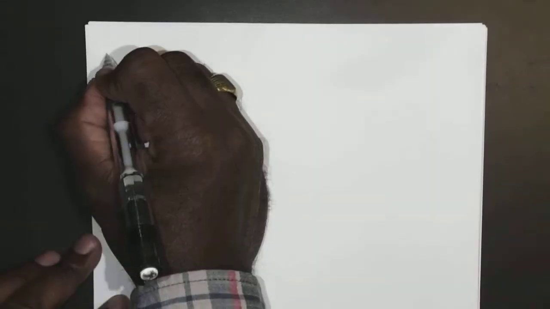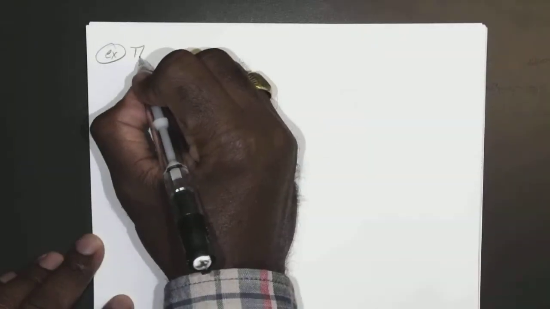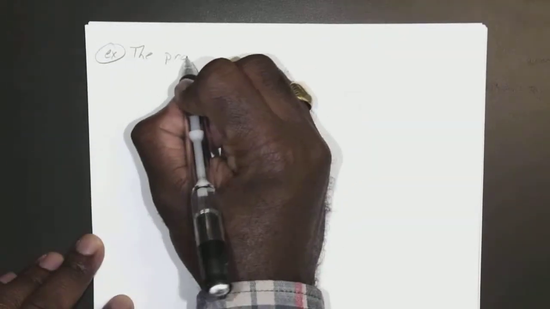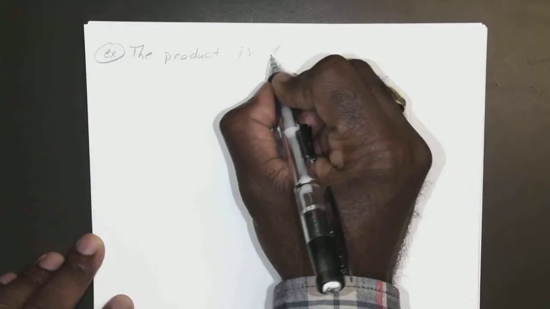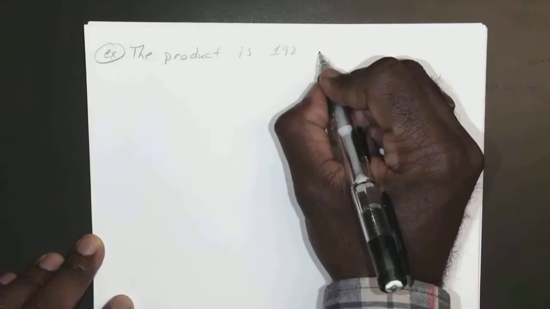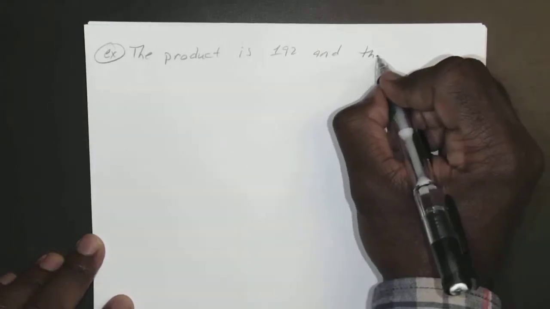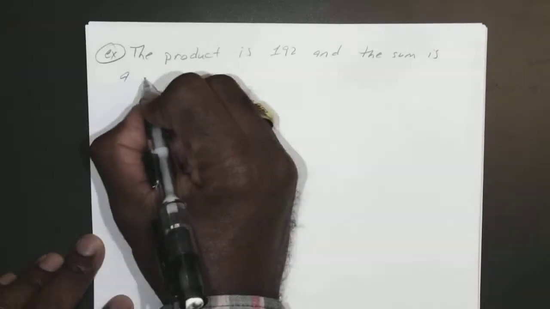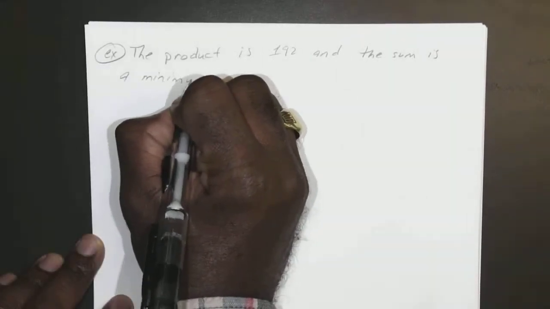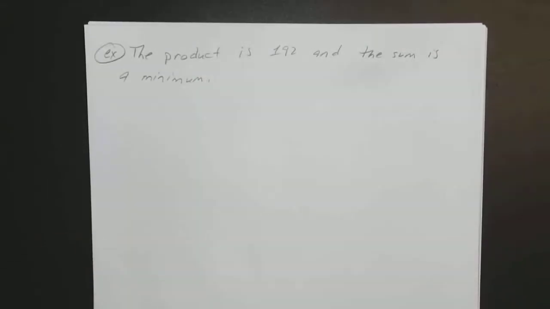Okay, so let's say, for example, we have the product is 192, and the sum is a minimum. Find two positive numbers that satisfy these requirements.